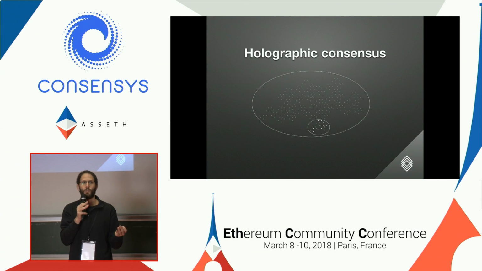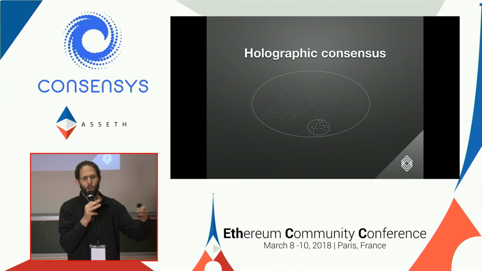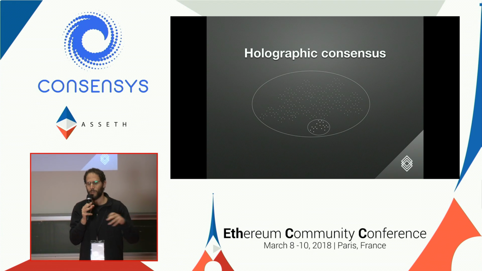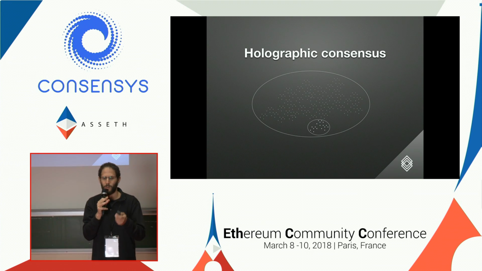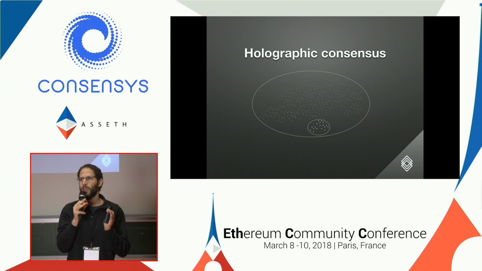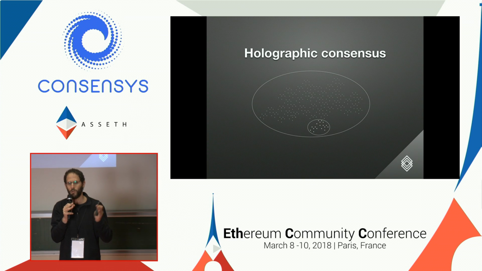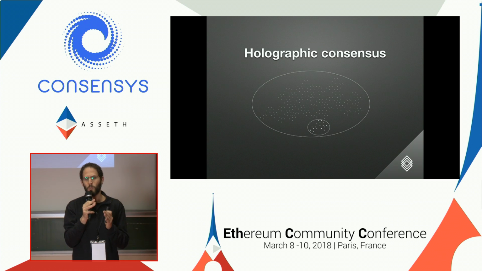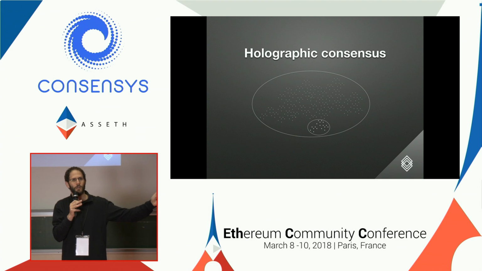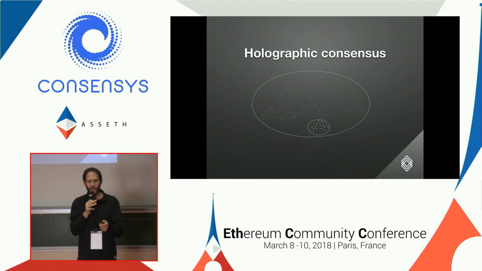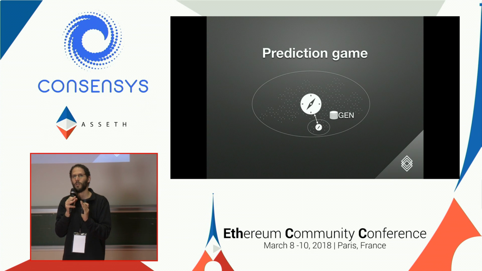So the way to solve this tension, and we call that holographic consensus, is by allowing small groups of people, which is what we're doing with the relative majority and the boosting period, to make decisions on behalf of the larger majority, but in a way that is cryptoeconomically ensured to be in alignment.